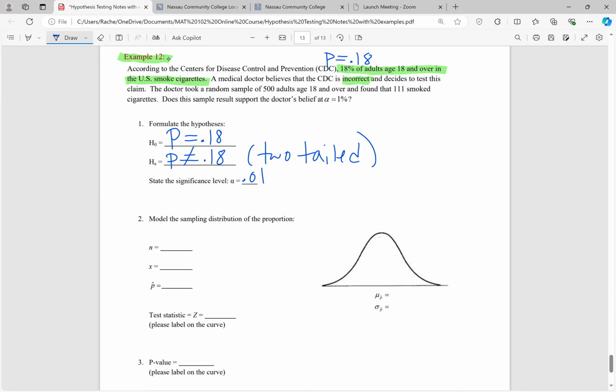So let's just summarize the results that we got from our sample. The doctor took a random sample of 500 adults, so n is equal to 500. And 111 of them smoke cigarettes, so x is 111. And now we can formulate p hat, right? Again, p hat is equal to x over n, so that's 111 over 500. I want you guys to plug that in the calculator with me. That's 111 divided by 500, which is 0.222.